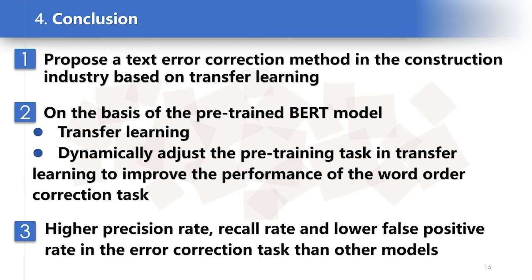At the same time, we dynamically adjust the pre-training task in transfer learning to improve the performance of the word-order correction task. Finally, experimental results show that our proposed model has a higher precision rate, recall rate, and a lower false positive rate in the error correction task than other models.